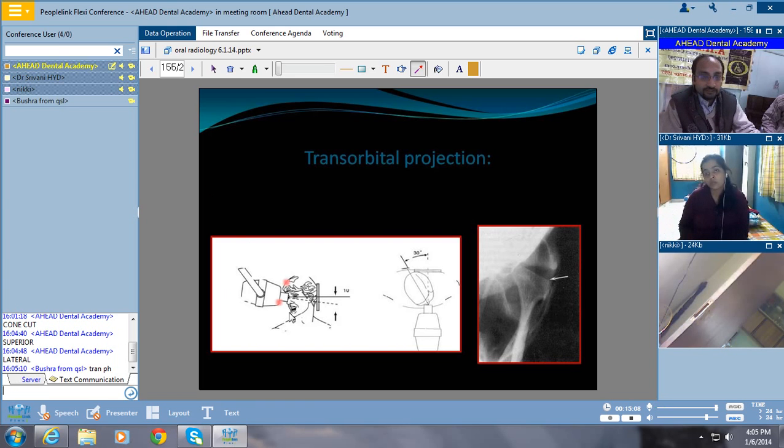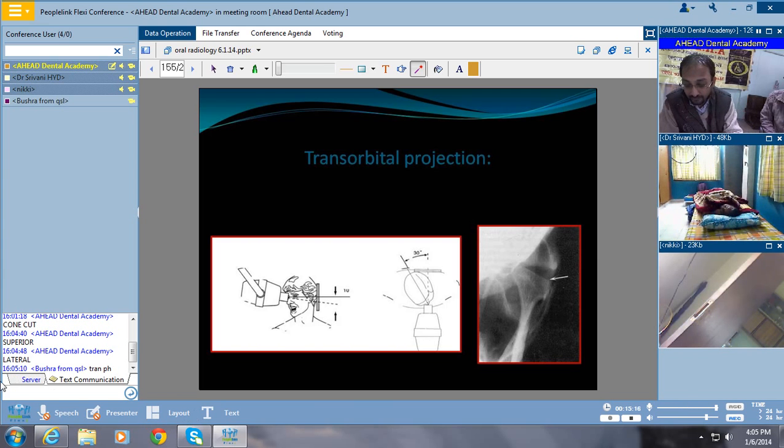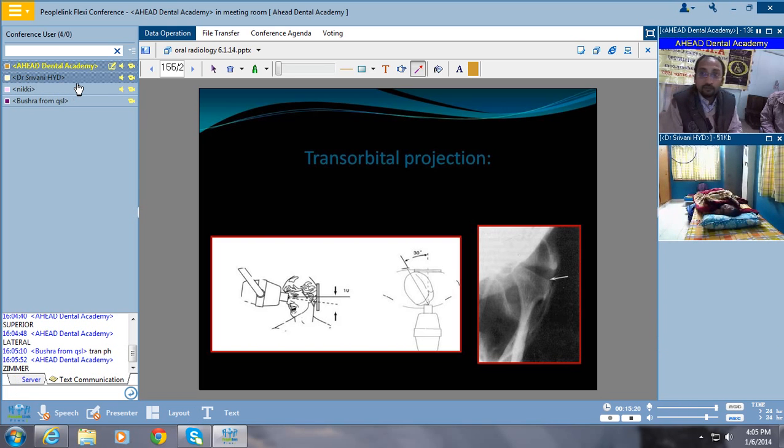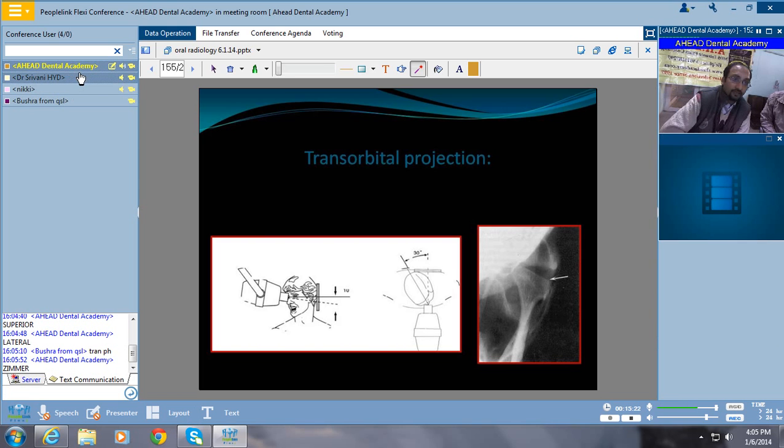This is transorbital. Transorbital projection is also called Zimmer's view.